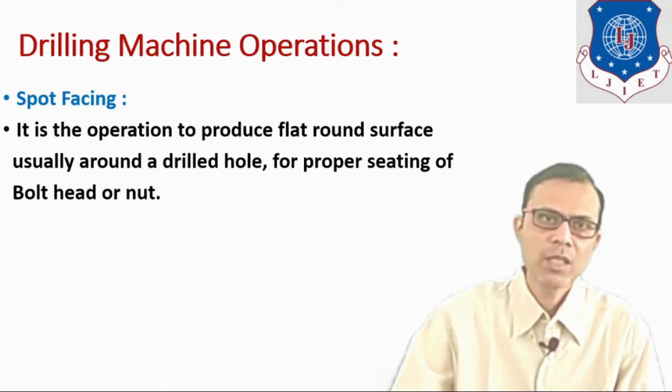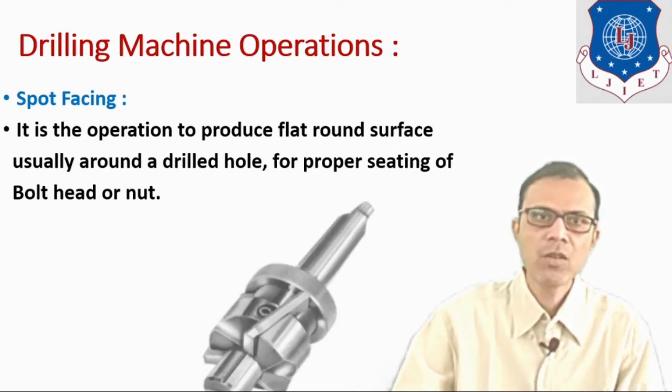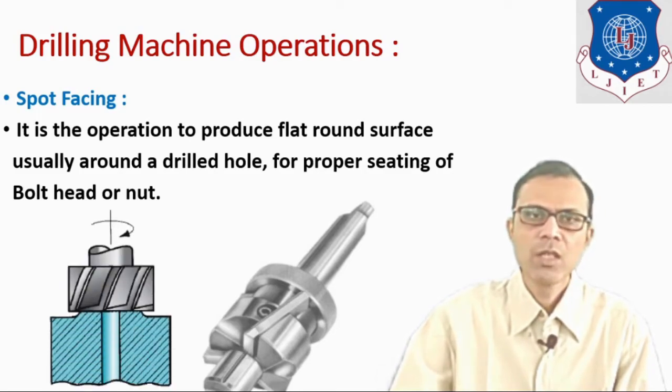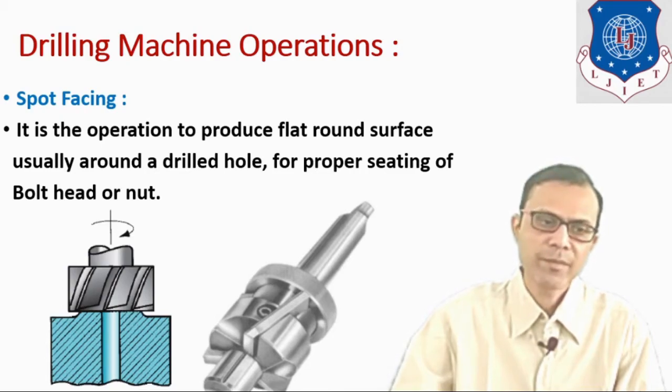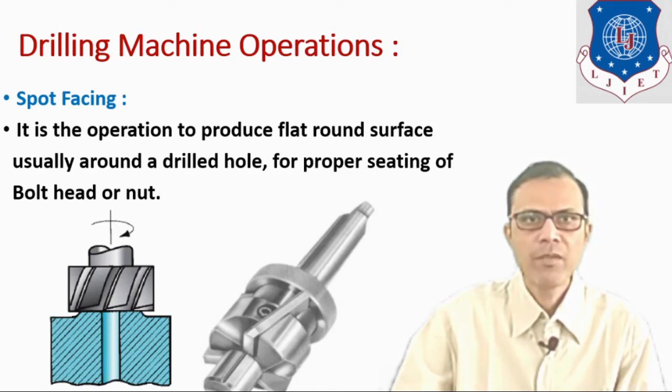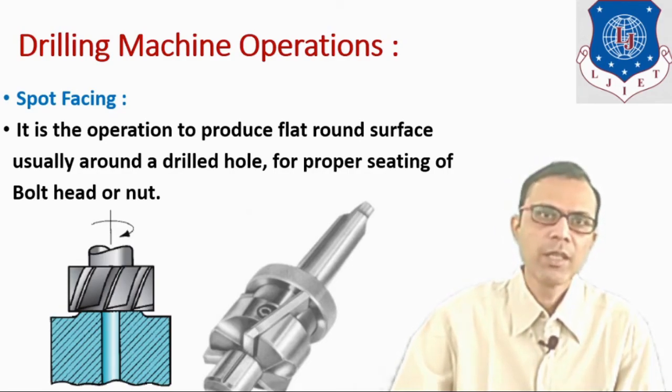The next operation is spot facing operation. It is one kind of surface finishing operation. The seat which was produced by the counter boring operation for the bolt head is machined in this spot facing operation. Here this tool is used and it is provided rotary motion, and the previously produced enlarged top face of the hole is finished by this kind of spot facing operation.